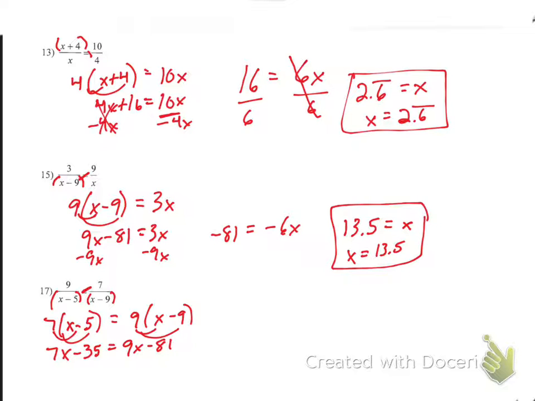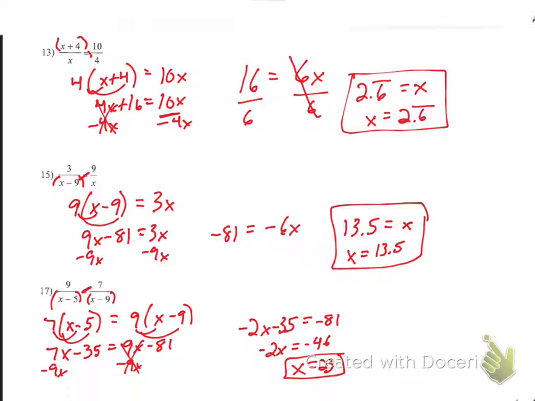I'm going to get the x's to one side. Normally you guys like to put them to the left-hand side, so I'll minus 9x on each side. Cross that off, and that'll be negative 2x minus 35 is equal to negative 81. I'm going to add 35 to each side. So negative 81 plus 35 is going to be negative 46, so negative 2x is going to be equal to negative 46. I'm going to divide that by a negative 2, and it's going to be x is equal to 23.